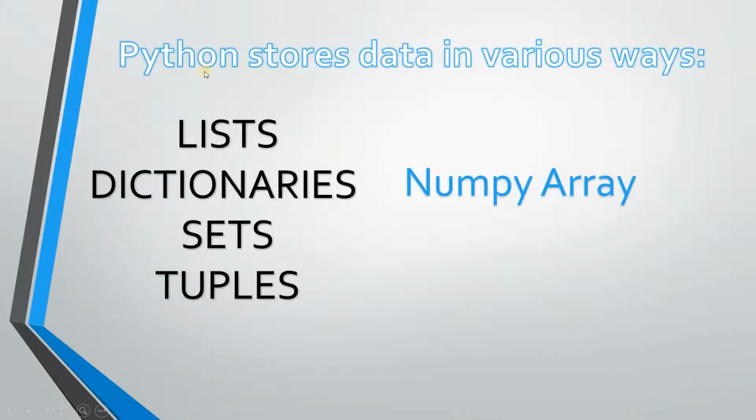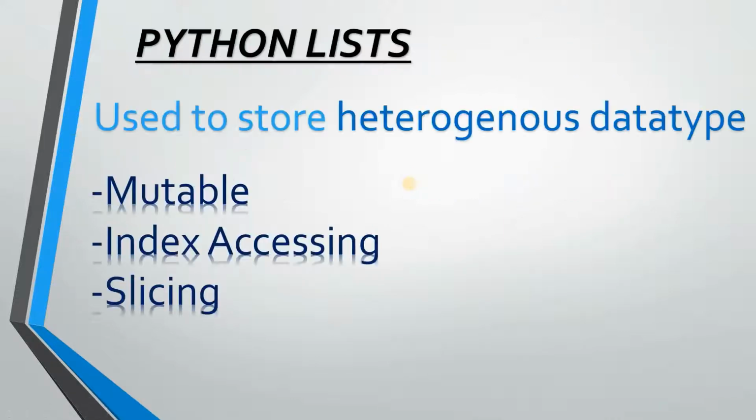So continuing, Python stores data in various ways. We know these four data types: lists, dictionaries, sets, and tuples. We can store data in these four data types. Afterwards, there are NumPy arrays. We can use NumPy arrays as well for storing data.